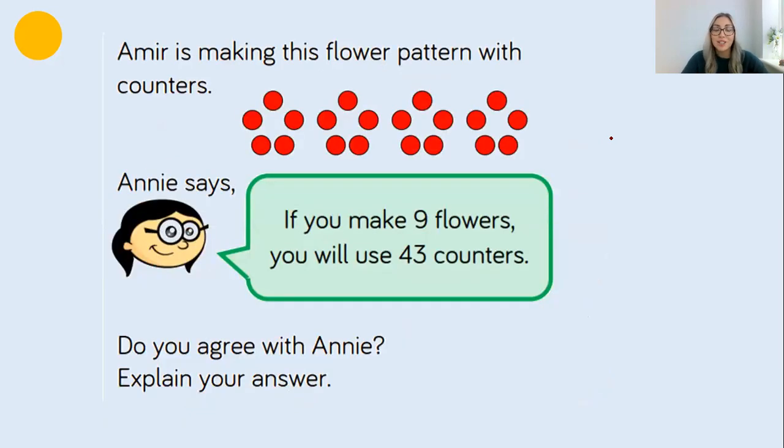Okay, next Amber challenge. So this one is quite tricky. So it says, Amir is making this flower pattern with counters. Annie says, if you make 9 flowers, you will use 43 counters. Do you agree with Annie? Explain your answer. So you could have a go at making these flowers. So here is 1 flower. They're in groups of 5, and you need to make 9 of them. Have a little think whether you think if she made 9, you will use 43.